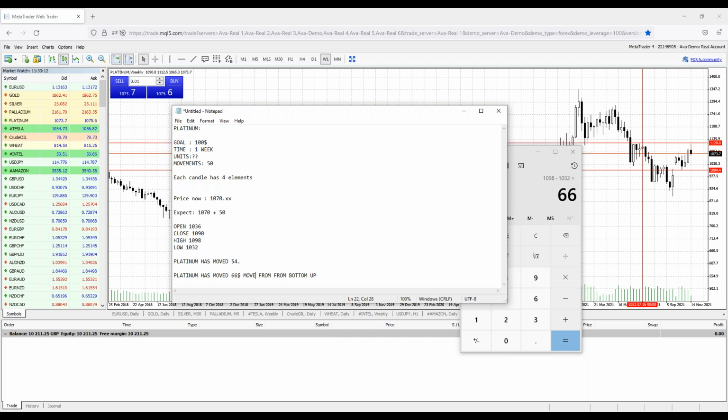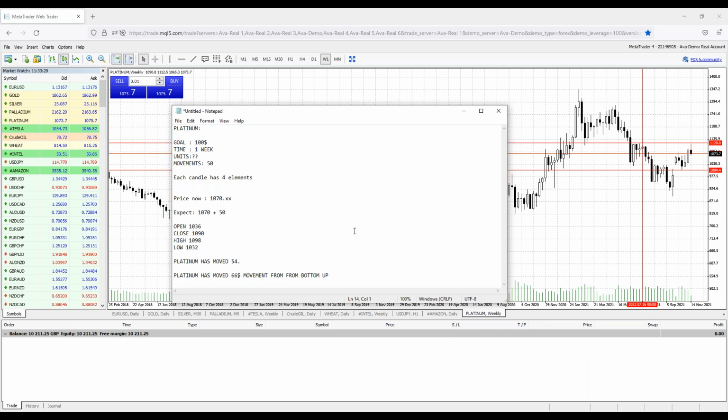dollar movements. Okay, so let me ask you the same question again. Is platinum capable of moving $50 during a week? Is it capable of doing that? Is this realistic for me to expect that to happen?